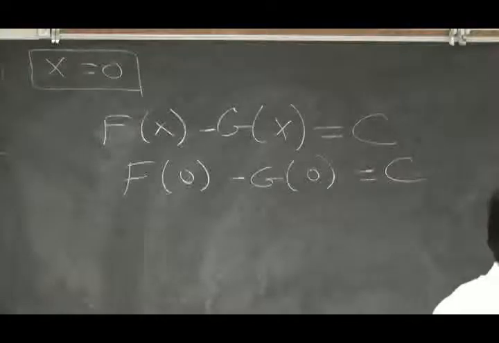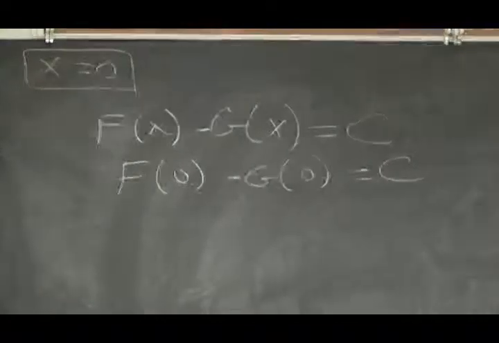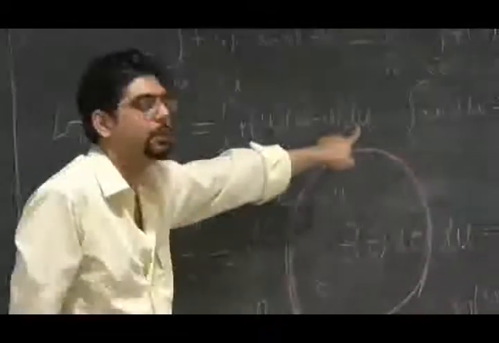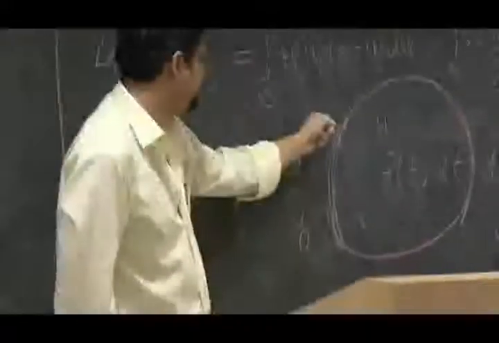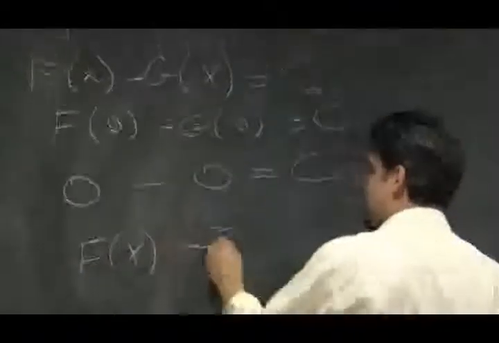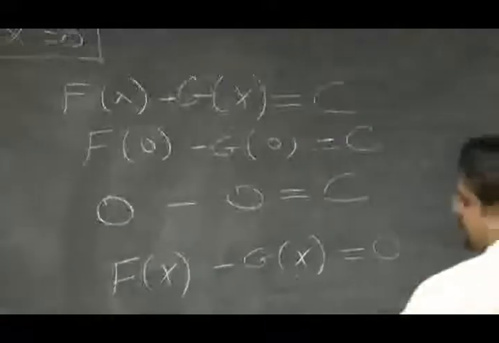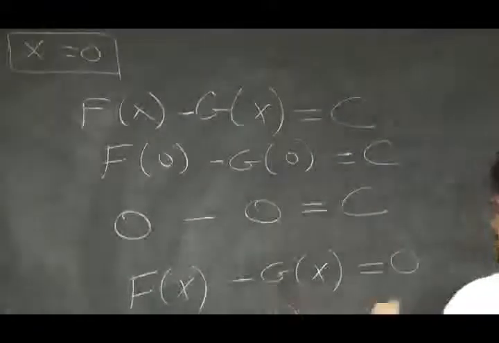Now, going back to f, let's look here for a second. What is f of 0? It's the integral from 0 to 0 of this garbage, which is 0. Great. What is g of 0? It's the integral from 0 to 0 of this garbage. 0. So c is 0. So then f of x minus g of x is equal to 0. So f of x is equal to g of x, which is what we want to prove.